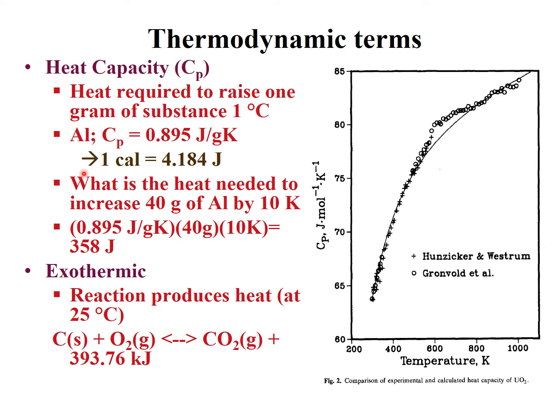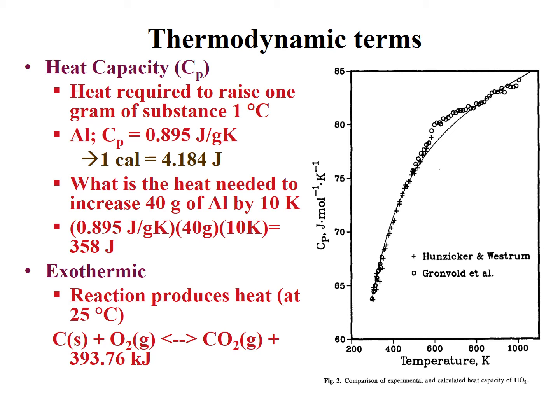Some of the data that we'll look at will be listed in calories, so here's a conversion factor between calories and joules. So you can use this equation, you can use this term to solve, for instance, what heat is needed to increase 40 grams of aluminum by 10 degrees, and that answer would be close to 360 joules.